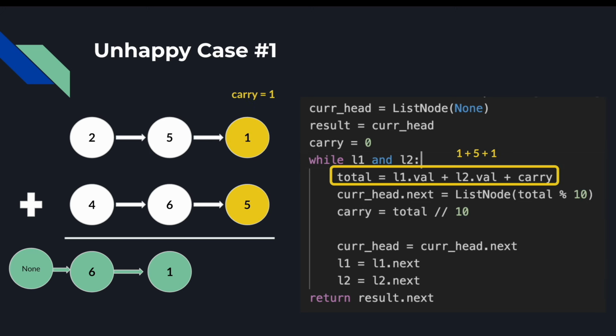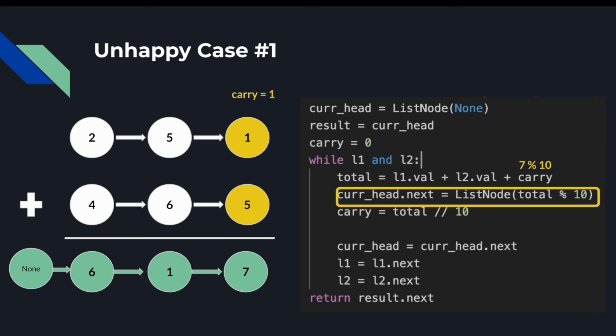So carry will be equal to 1, which makes sense since we want to carry the tens place to the next digit. On the next iteration, we'll add this carry of 1 to 1 plus 5. This is a total of 7, and we'll set the new node to 7 mod 10, which is just 7. Carry will be set to 0 since 7 floor 10 is 0, and then this is our final result. Alrighty, so we've made a lot of progress, but unfortunately we still have a few more edge cases to consider.